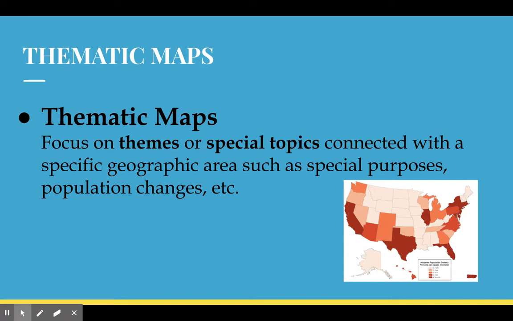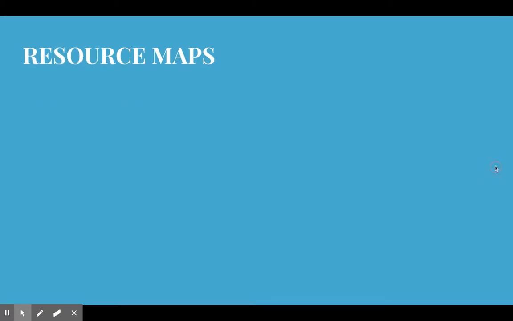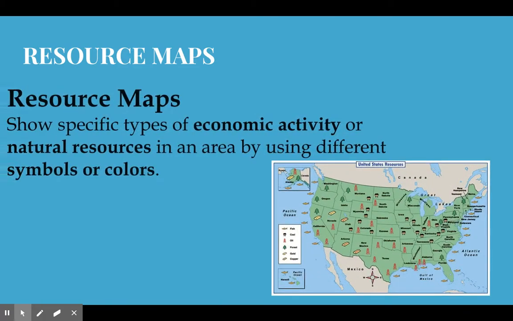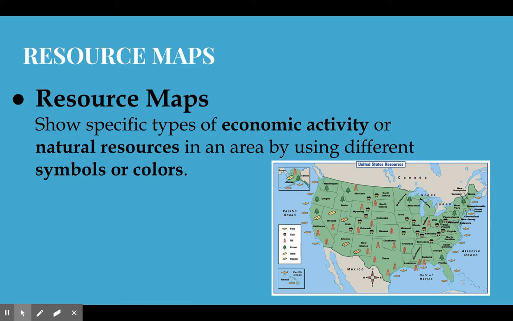All right, what's our last map? You were asking me. I knew you were asking me. Well, friends, our last kind of map is a resource map. There's a resource map. It shows all kinds of different economic activity of an area. It can show natural resources of an area using symbols or colors. Here is a resource map. It's easy to identify because look what it says, United States resources.